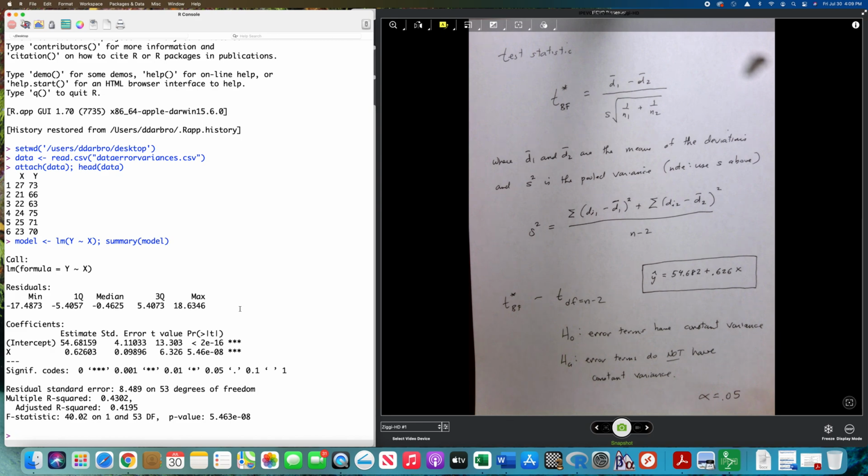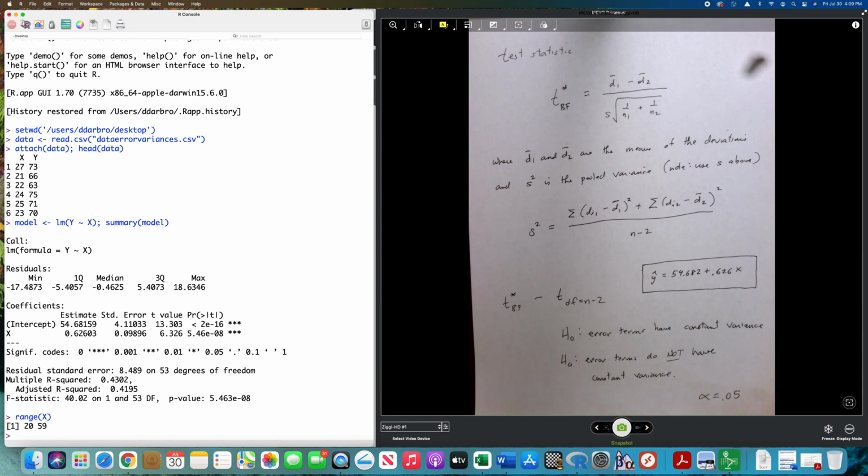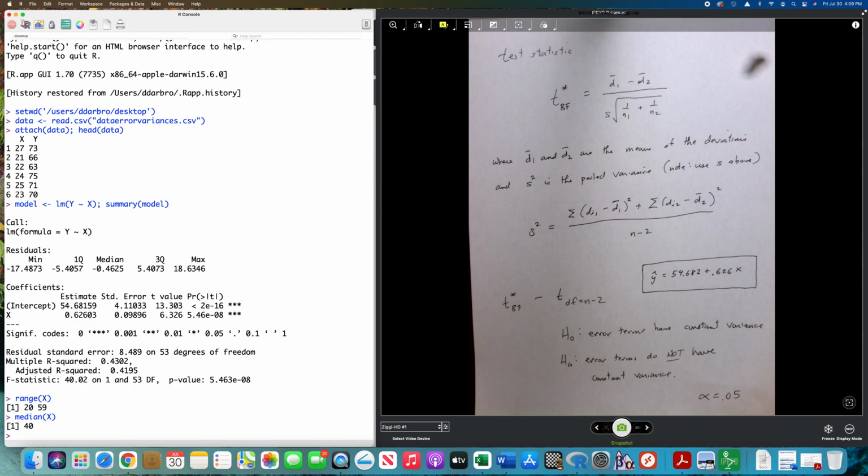So anyway, the first thing I would do is let's find out where we want to make our cuts. So I would probably just look at the range of x. So it ranges from 20 to 59, and I'm just going to look at the median of x, and it is 40. So it kind of makes sense to me without doing a lot of work. I'm going to run group 1 from 20 to 39.